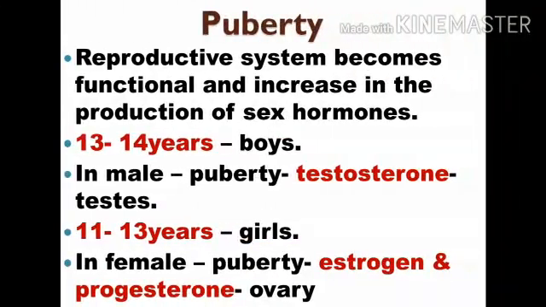Next is puberty. Puberty is the stage in which the reproductive system of both male and female becomes functional, and there is also an increase in the secretion of sex hormones. Boys attain puberty at the age of 13 to 14 years, due to the increase in the secretion of testosterone in the testes. Girls attain puberty at the age of 11 to 13 years, due to the secretion of hormones like estrogen and progesterone in the ovary.